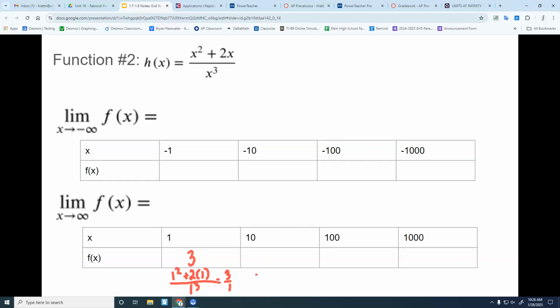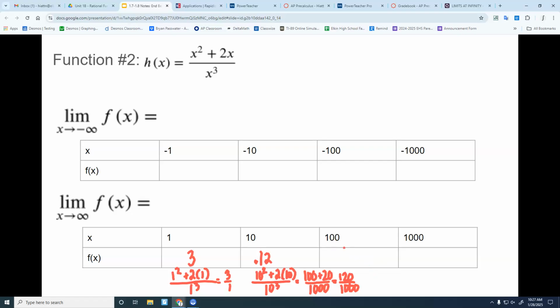If I do 10 squared plus 2 times 10 over 10 to the third, that is going to give me 100 plus 20 over 1,000. Right, so 120 over 1,000. When we divide something by 1,000, we move the decimal 3 places to the left, so we'll get 0.12 here. You wouldn't leave it as a fraction. It would be a decimal. You could do either one.